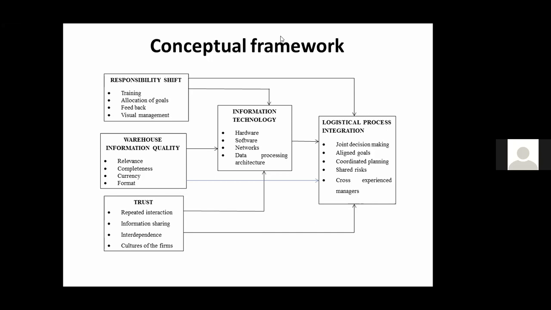That's why you are hearing people saying theories give rise to IVs. Theories don't give rise to variables. Theories explain a relationship. They don't give rise to variables, but rather explain a relationship. For example, the relationship between responsibility shift and logistical process integration must have a theory that explains that relationship, okay?